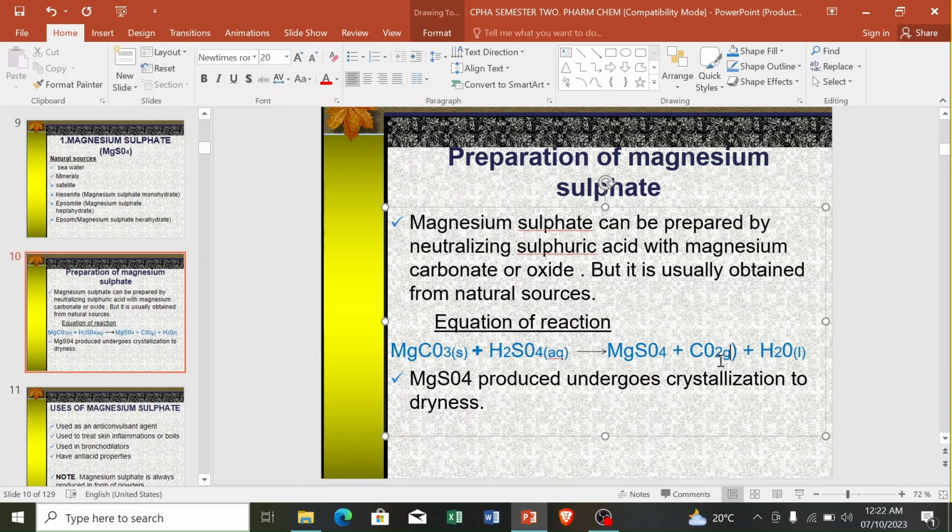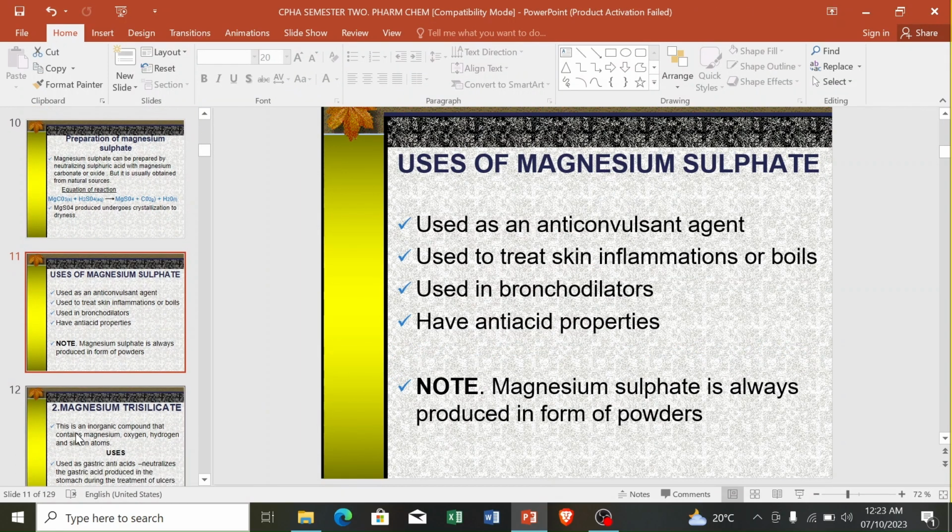And for us to get crystals of magnesium sulfate, we shall have to heat it to dryness to evaporate the water. Like here they have talked of crystallizing out magnesium sulfate. It's the process of heating to dryness in order for us to obtain magnesium sulfate as our salt. So we have uses of magnesium sulfate.